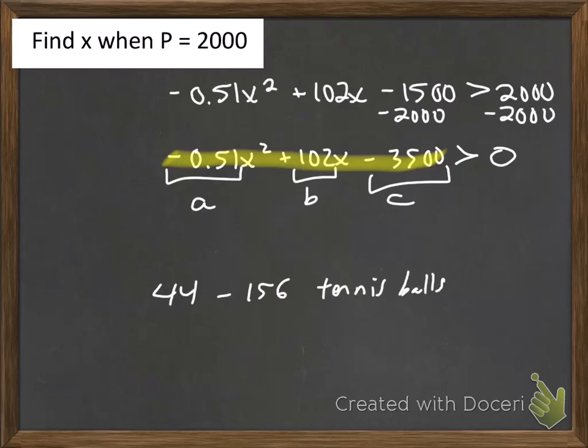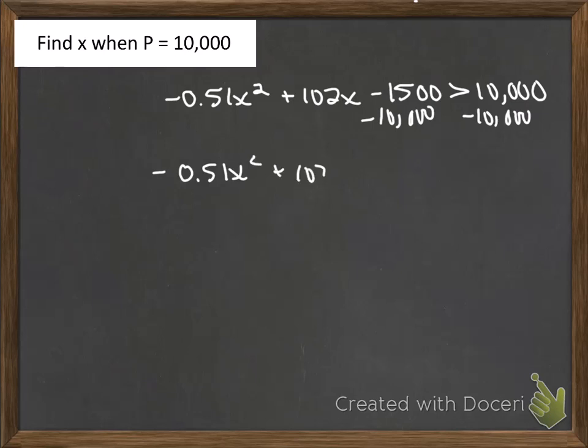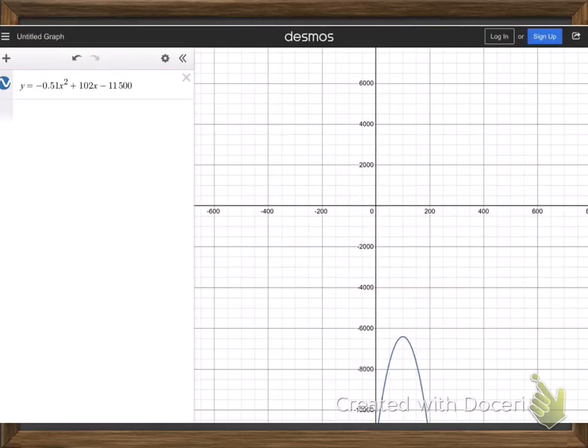Okay. So the last problem says find x when p is equal to 10,000. So again, you could think about doing it this way, right? So we would have this is negative 0.51x squared plus 102x minus 11,500, right? So we have this new equation, and we can graph it if we want to. Okay, notice what happens when we graph this? Well, it doesn't even have any x-intercepts.